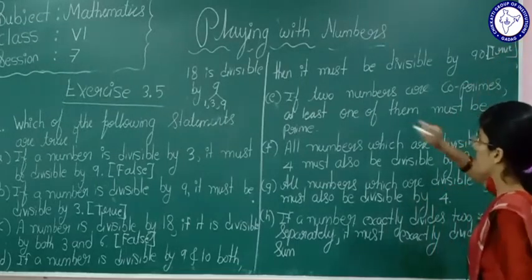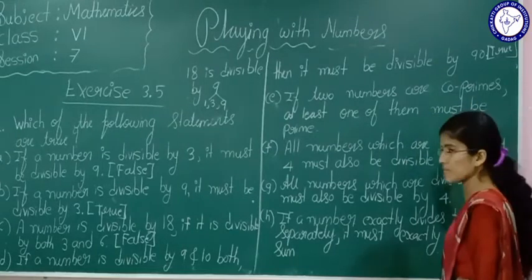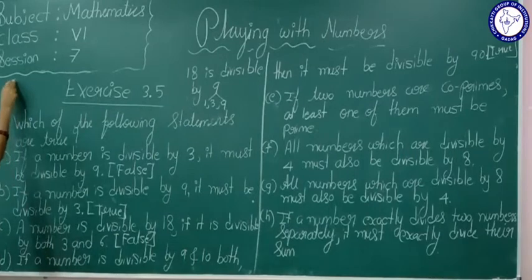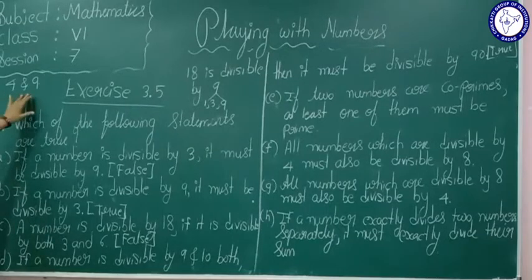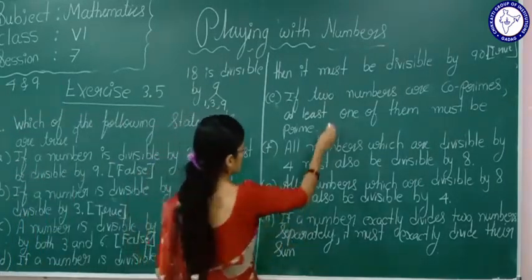Now see, if two numbers are co-primes, at least one of them must be prime. Now see, 4 and 9 are co-prime numbers. Yes or no? Why are these co-prime numbers? Because the common factor is only 1. But there is no rule that 1 should be prime. No, this is false.